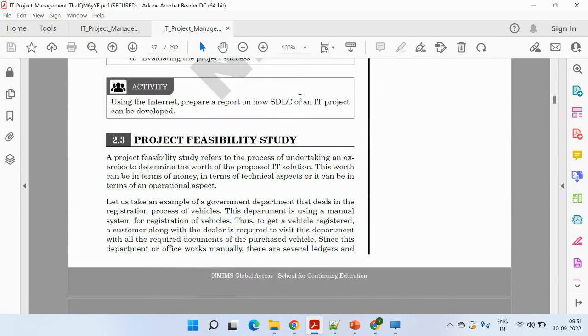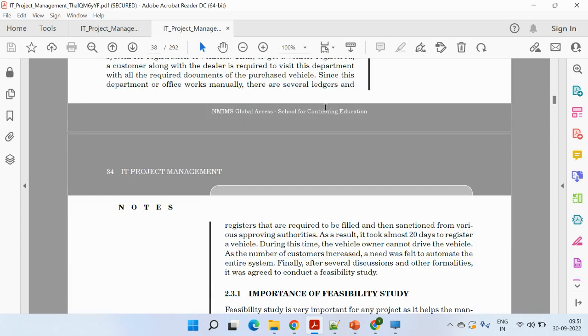It's basically the process of undertaking an exercise to determine the worth of the overall proposed IT solution, whether it's a useful solution or not, based on the past things already available, and certain existing processes and parameters. You do a detailed feasibility study, and based on that you provide a solution. The solution you are proposing should be feasible and ready to be taken by the client or maybe by the vendor. You need to specify all these things in the project feasibility study.